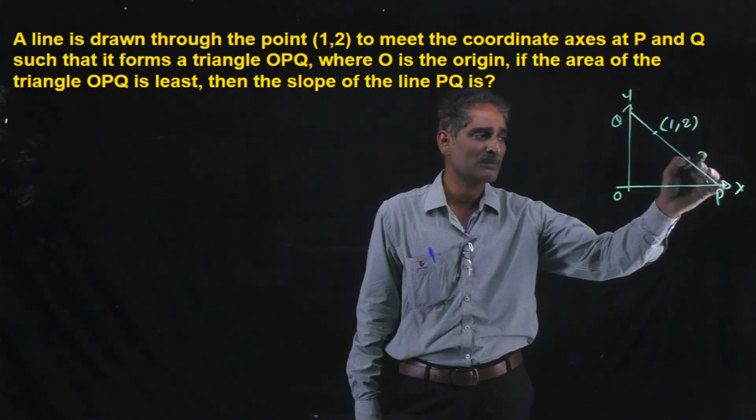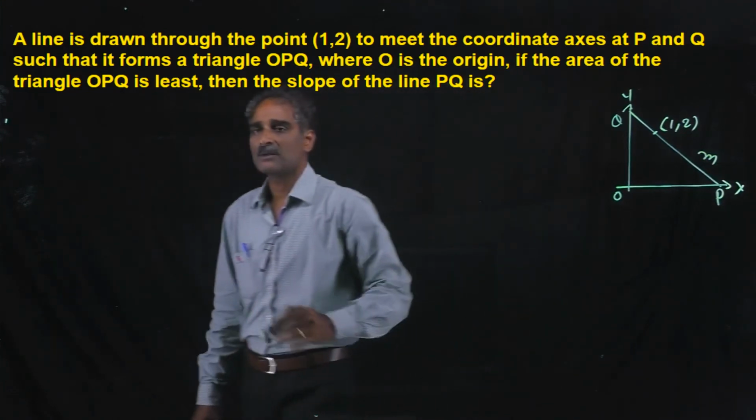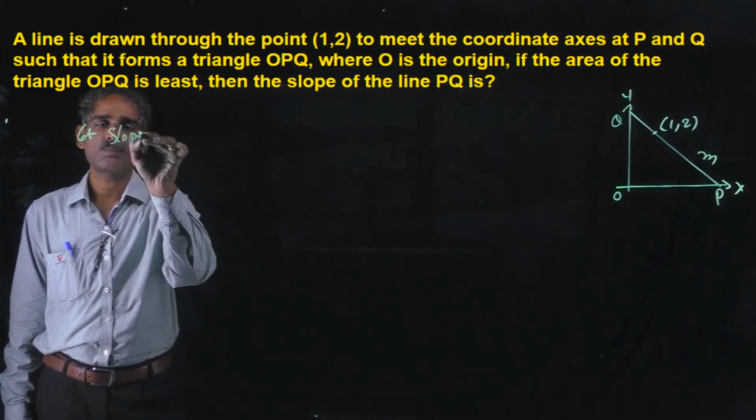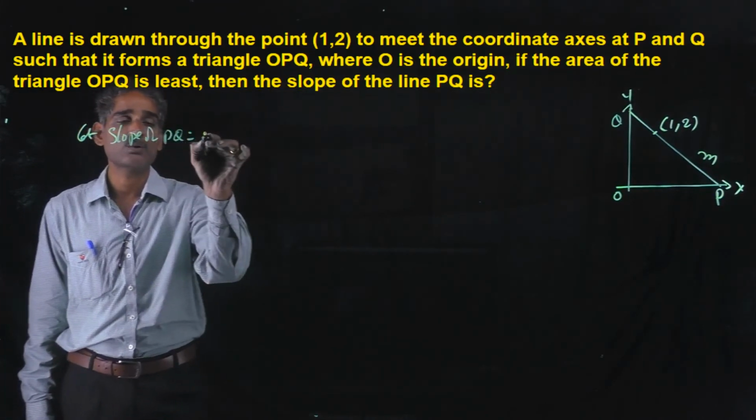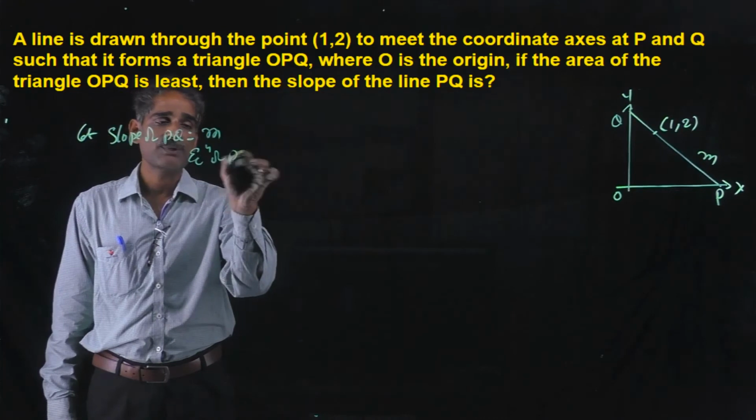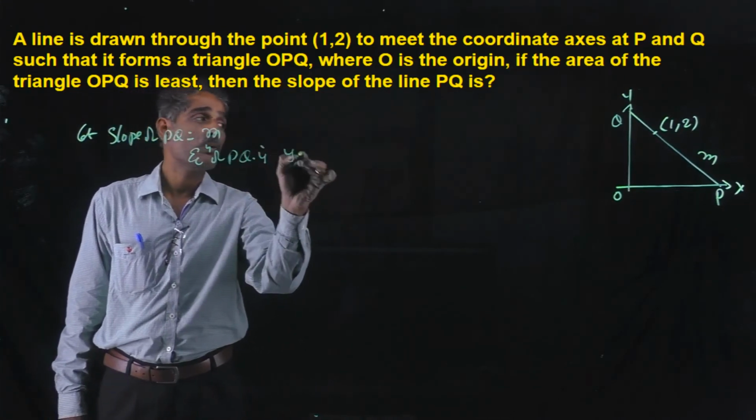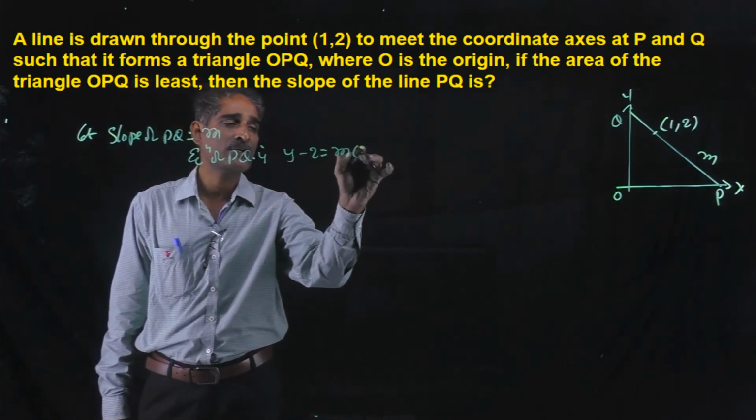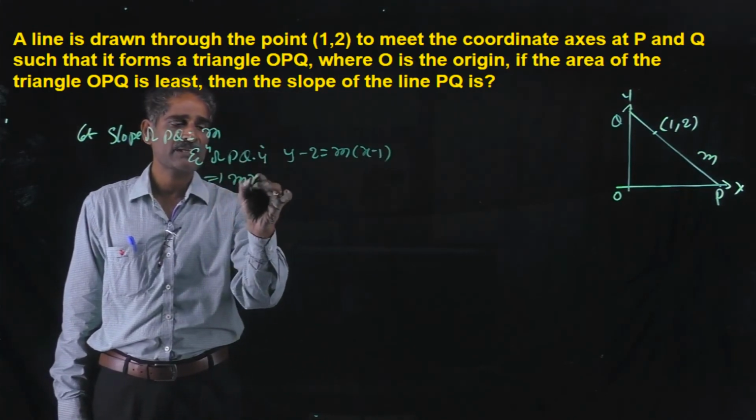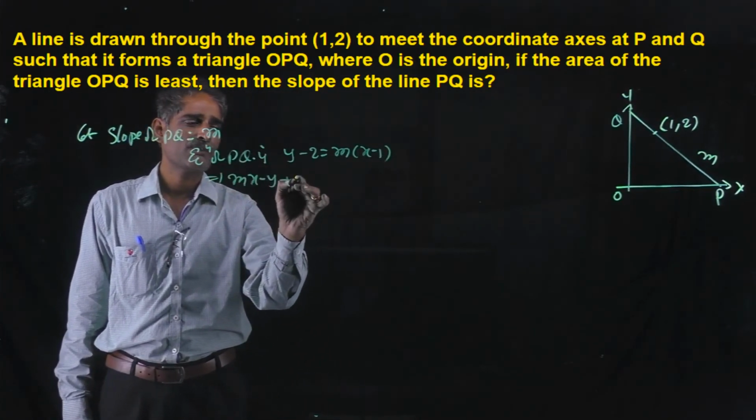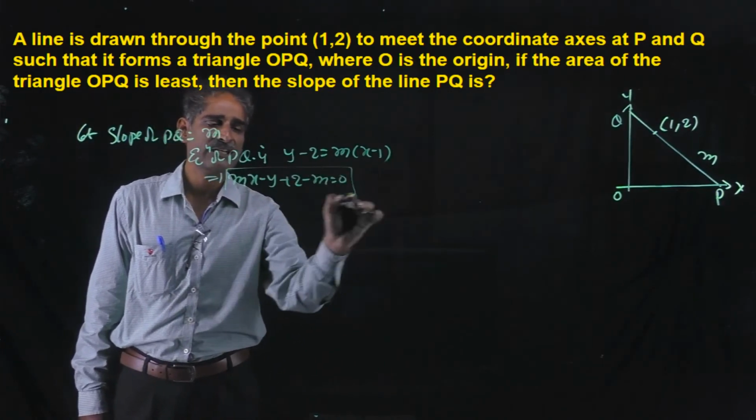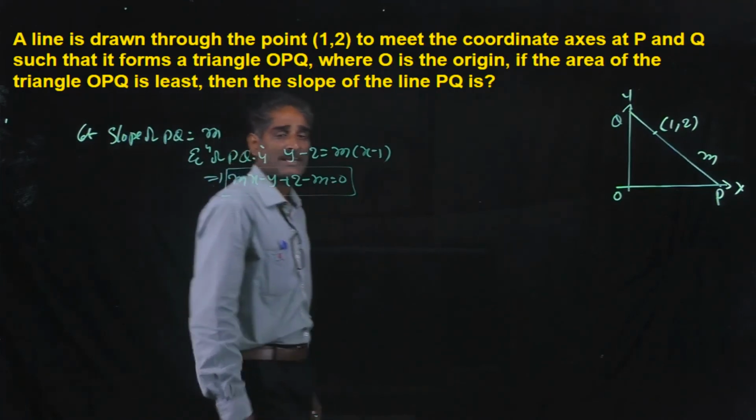Let us take the slope of this line to be m. Let the slope of PQ be equal to m. Now the equation of PQ is y minus 2 equals m into (x minus 1). Now from this, mx minus y plus 2 minus m is equal to 0. This is the equation of the line.